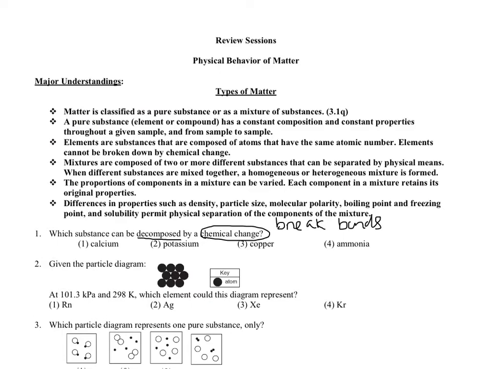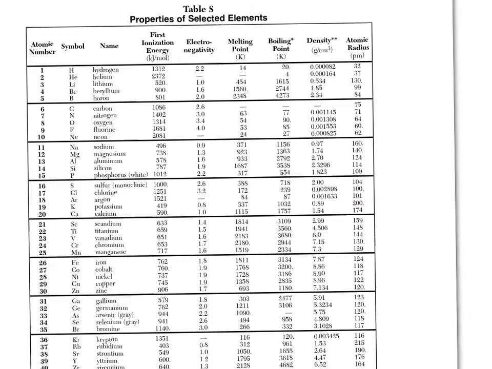All the elements are listed on reference table S. Let's take a look. While examining reference table S, we can find the element calcium, number 20. We also can find the element copper, number 29.